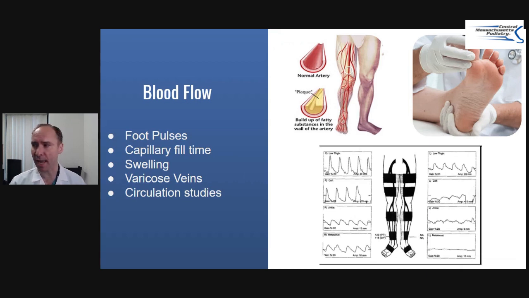The first thing we have to look at is blood flow. So how is your blood flow? How is the circulation? You can do this by feeling the pulses on your foot. You should have a doctor check this out. Look at the capillary fill time. That's where you push the tip of the toe to see if the blood comes back.